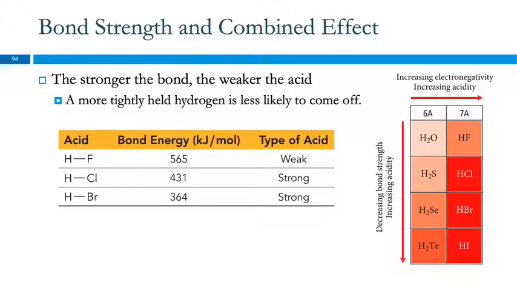Yes? These guys do dissociate, because weaker bond, more dissociation. Yeah.